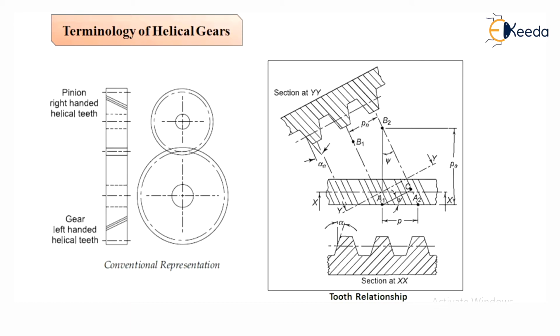It is defined as the angle between the axis of the shaft and the center line of the tooth taken on the pitch plane. XX is the plane of the rotation, while YY is plane perpendicular to the tooth element. The distance A1A2 bar is called the transverse circular pitch, that is P, which is measured in the plane of rotation. The distance A1C bar is called the normal pitch Pn, which is expressed in a plane perpendicular to the tooth element.